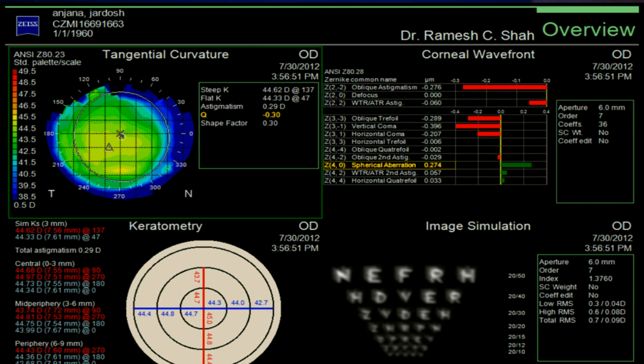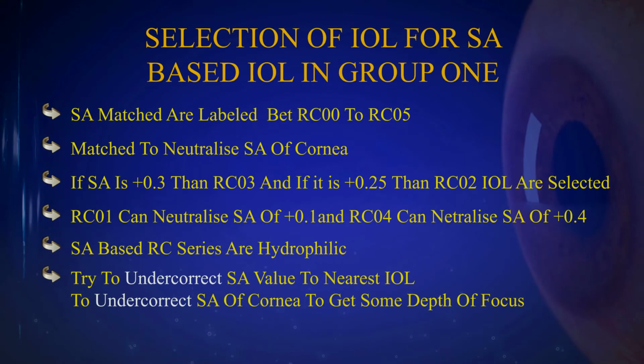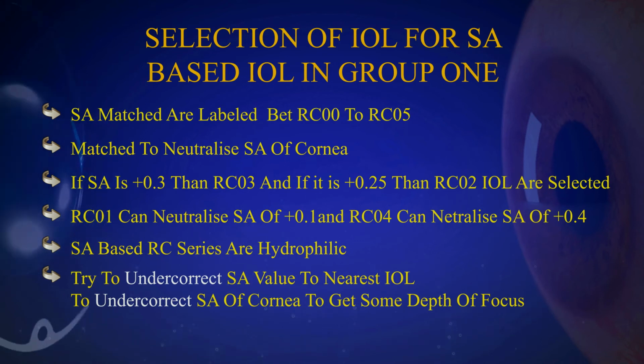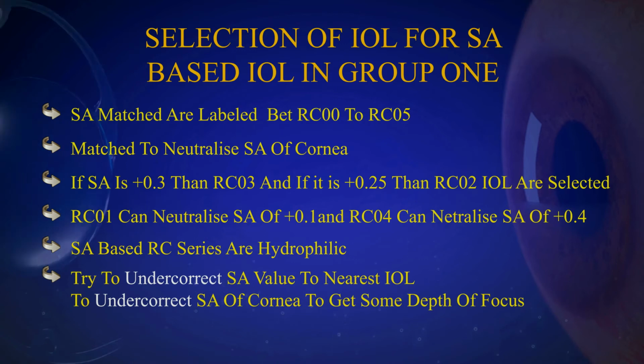In this slide, you have both values for spherical aberrations as well as the Q value of the same patient. In group 1, spherical aberration based IOLs are labeled between RC00 to RC05. In this, we try to neutralize the spherical aberration of the cornea. If the spherical aberration is plus 0.3, then RC03 IOL was implanted, and if it is 0.25, then RC02 was implanted. RC01 IOL can neutralize the spherical aberration of 0.1. RC04 can neutralize the spherical aberration of plus 0.4. Spherical aberration based IOLs were hydrophilic. I tried to undercorrect marginally spherical aberrations in all patients to get some depth of focus.